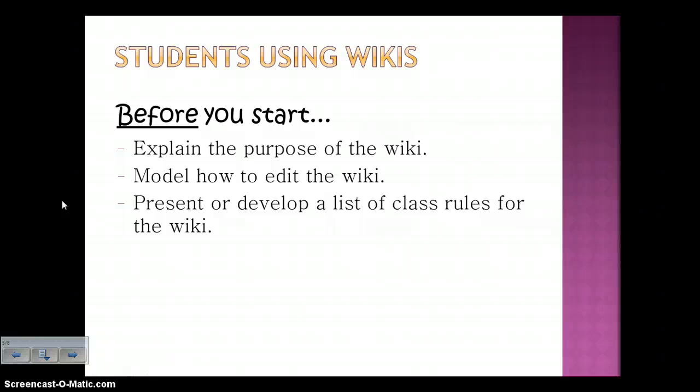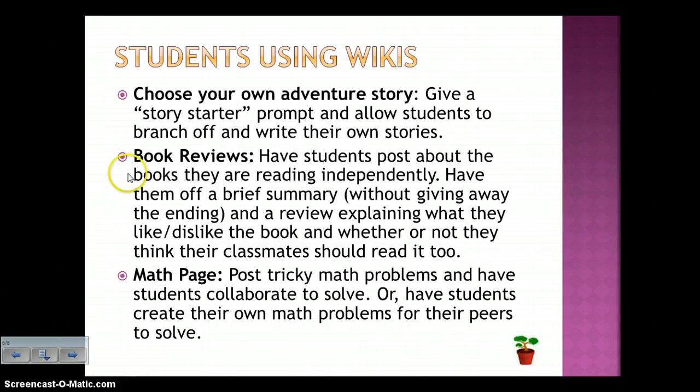You should present or develop a list of class rules in using the wiki. I would suggest having students help you create the rules. They're a lot more likely to follow rules that they've helped to create. So some ideas for using wikis, whether you have one big page and have different sections, or you can make different pages for each activity.